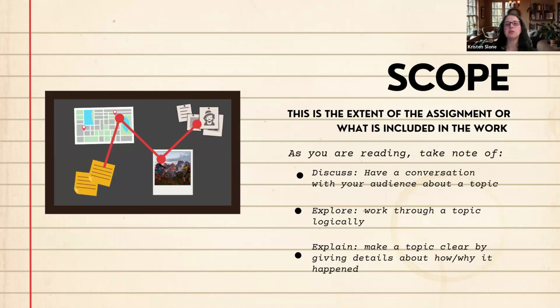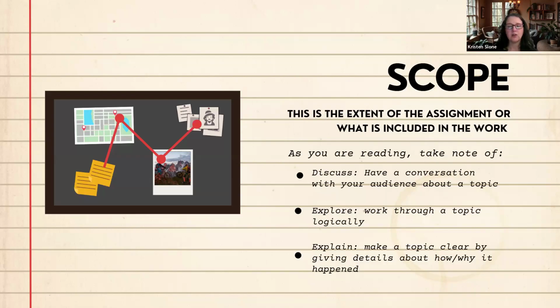Look for words like explore. If you see explore, you're working through a topic logically. Explore what it means to integrate your faith into your learning. If you're in FAS 100, that might be a familiar question to you. And then explain. Explain is another common scope. Explain just means to make a topic clear by giving details about how or why it happened.